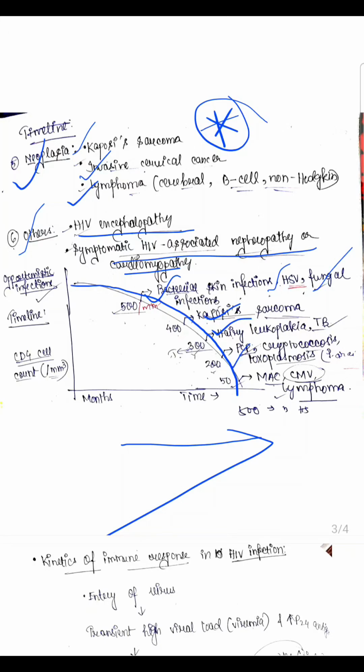Okay, and at 50, when it comes down from 200, we see a fall to 50. Now, what do we see there? We see Mycobacterium avium complex as well as CMV and lymphoma.